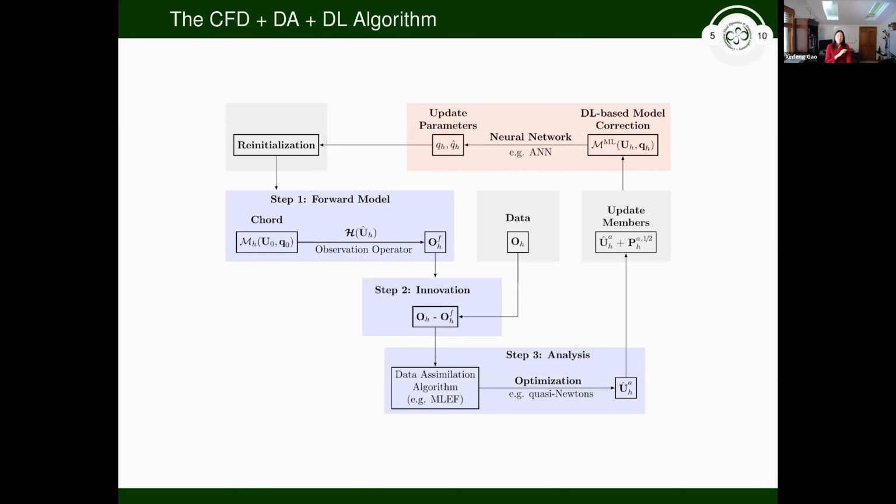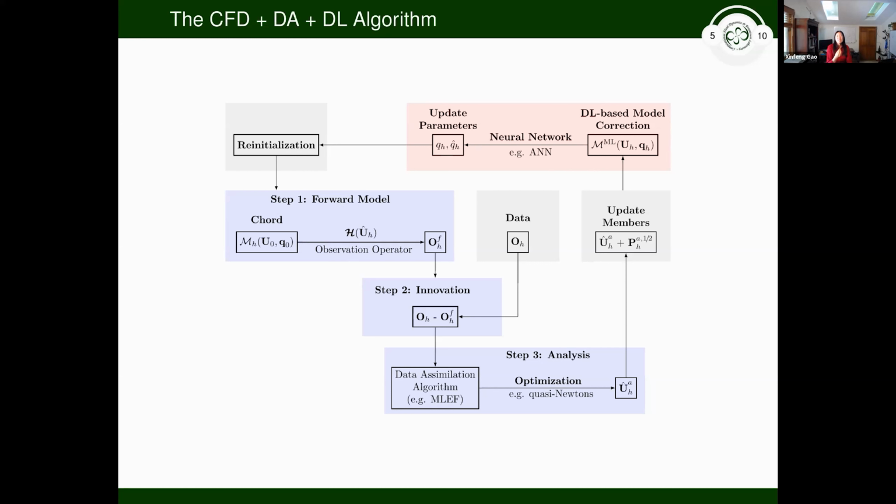This flowchart shows the whole algorithm. The pink box is a deep learning algorithm embedded in the system of data assimilation and CFD. In the CFD and data assimilation system, essentially you have three major elements. You have the forward model. The forward model is your CFD model.